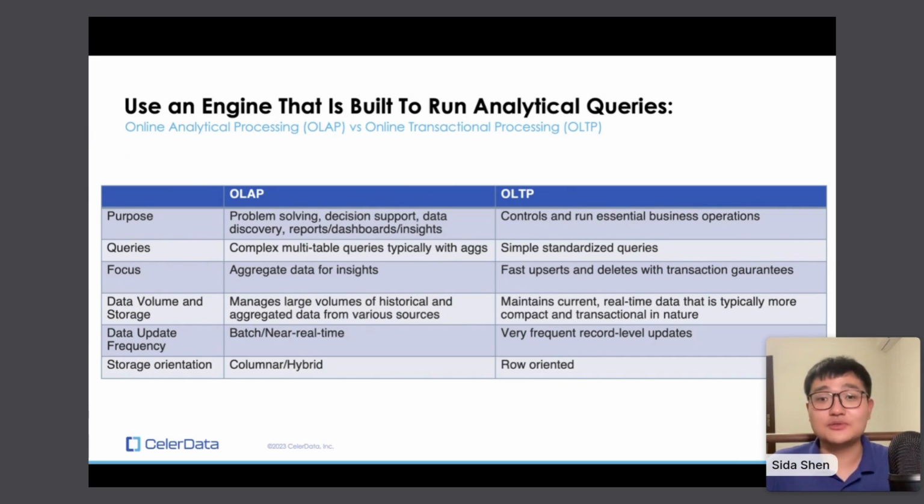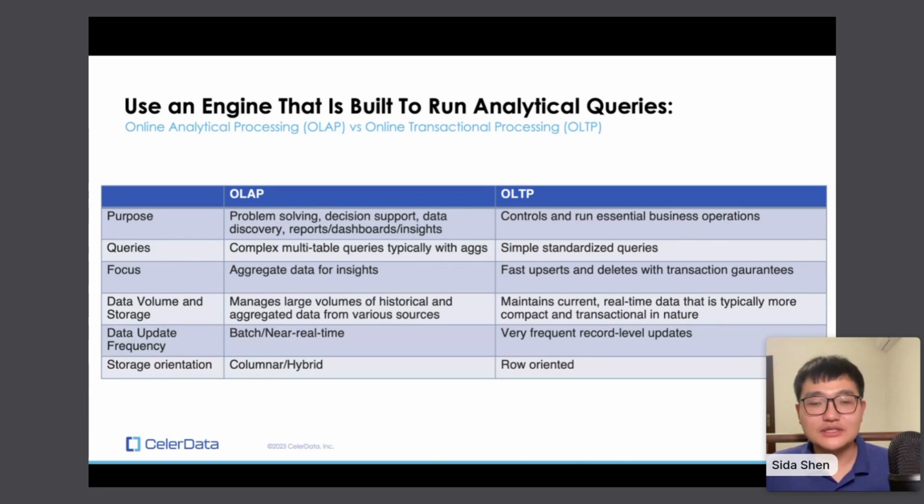So you have OLAP, which is online analytical processing, versus OLTP, which is online transactional processing, right? They have very different purposes. OLAP is really built for problem solving, decision support, discovery, reports and dashboards, and those are what we want, right? OLTP supports essential business operations. The query type that OLAP is good at is multi-table queries with aggregations to extract insights. And OLTP is for simple standardized queries, like a select where, right? It's really good at fast inserts and deletes with transactional properties, with massive numbers of concurrent users changing the data at the same time, right?